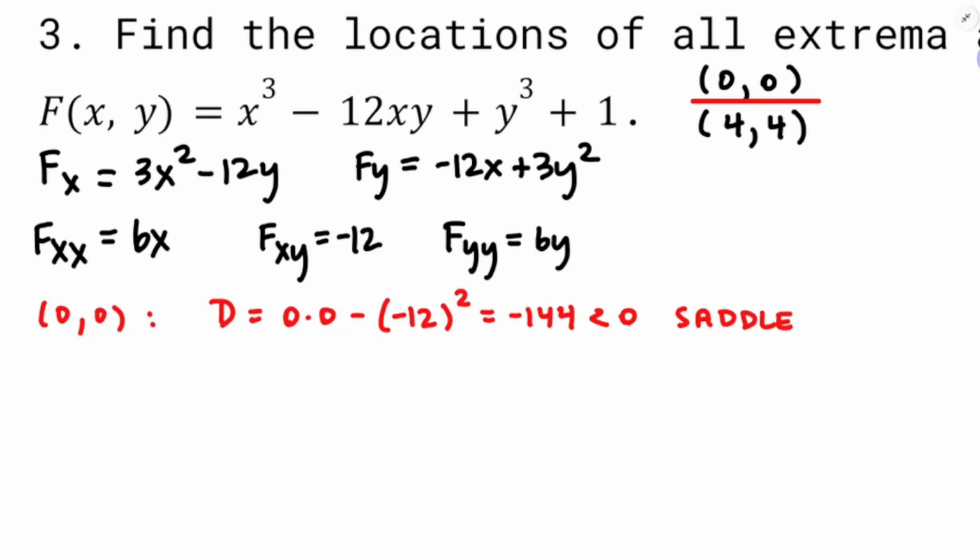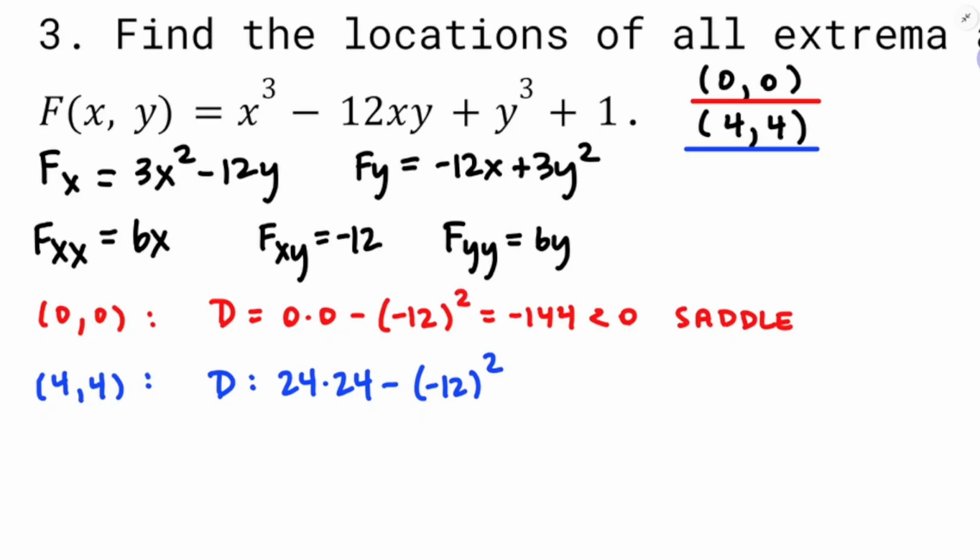But at x equals 4 and y equals 4, I think I'm going to have an extremum. Yeah, definitely. I know I will. It'll be obvious. Because when I go to compute this number here, I'm going to have 6 times 4 is 24, times another 6 times 4 is 24, minus -12 squared, which is going to be the same as 12 squared. And I've got 24 squared minus 12 squared, which is definitely a positive number. So that means I've got an extremum.